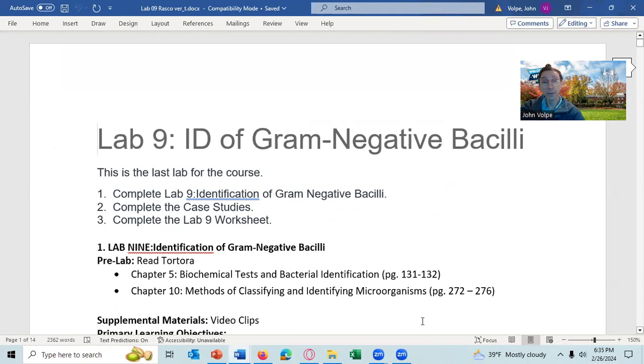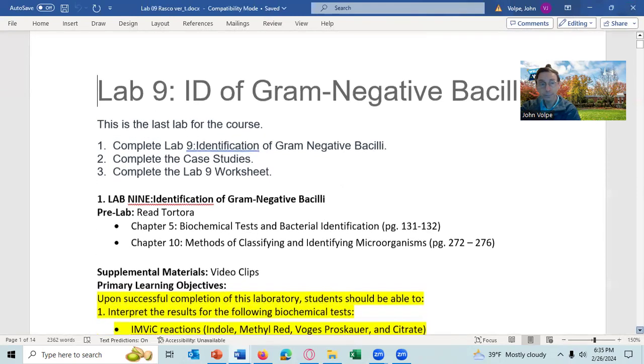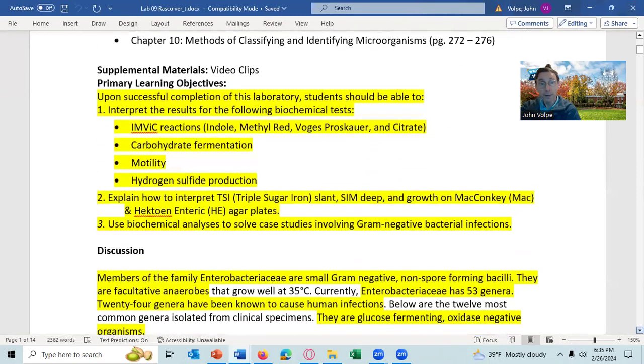There is some pre-reading, not very much, to do for Lab 9, page 131 to 132, so one page on biochemical tests and identification, and then about 4 pages on methods of classifying and identifying microorganisms. There are some video clips in today's lab.